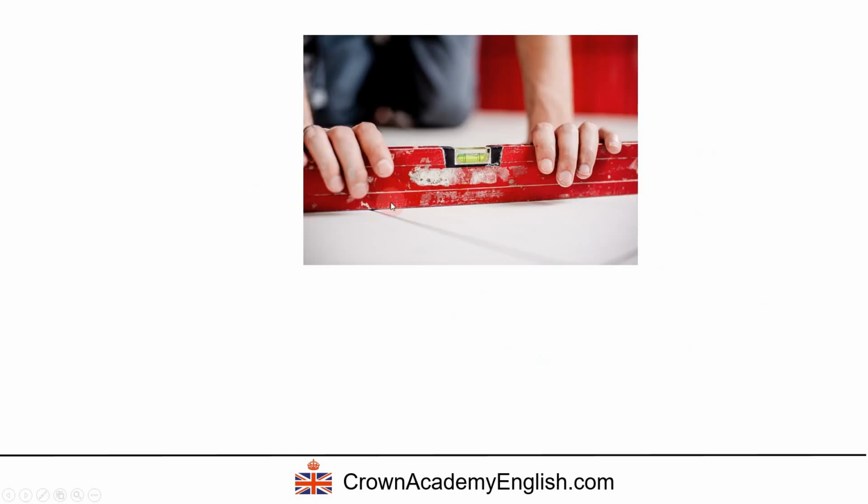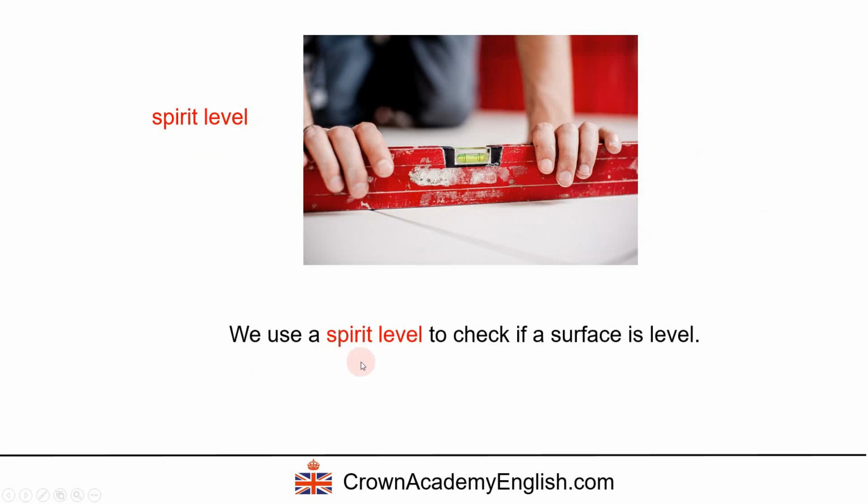And this tool, this red tool, is called a spirit level. Spirit level. This is two words. And we use a spirit level to check if a surface is level. Okay, so you can see in here, this green thing here is actually a liquid, and that's a little bubble at the top of the liquid. And if the bubble is in the center, in the middle of these two lines, then we know that the surface is level.